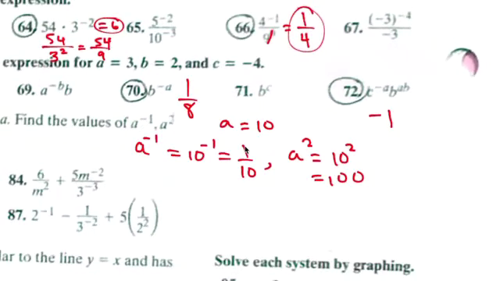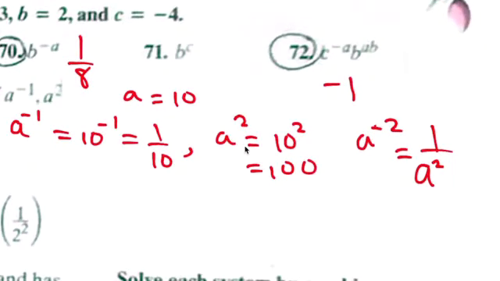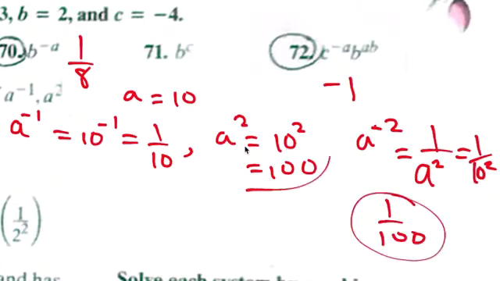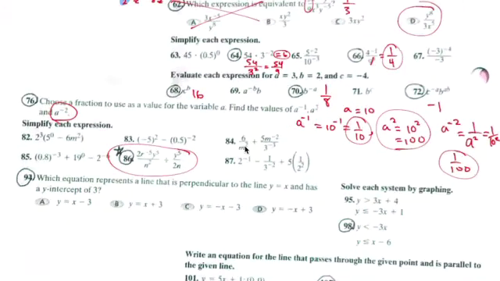And a to the negative 2 is the same as 1 over a squared. This is mine, so you can use another number besides 10, or you can use 10, whatever. So this is 1 over 10 squared, which is 1 over 100. Okay, and 86 is extra, so try it on your own. I'm going to check it and see who got it with all the correct work, okay? Answer B.